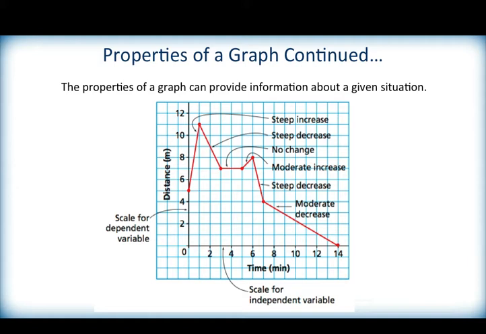We have the general shape of the graph that shows a steep increase, a steep decrease, no change, a moderate increase, steep decrease, and a moderate decrease. So the shape of the graph is very important, especially when you're looking at movement or time or speed, and how it will increase or decrease and depend on the shape.